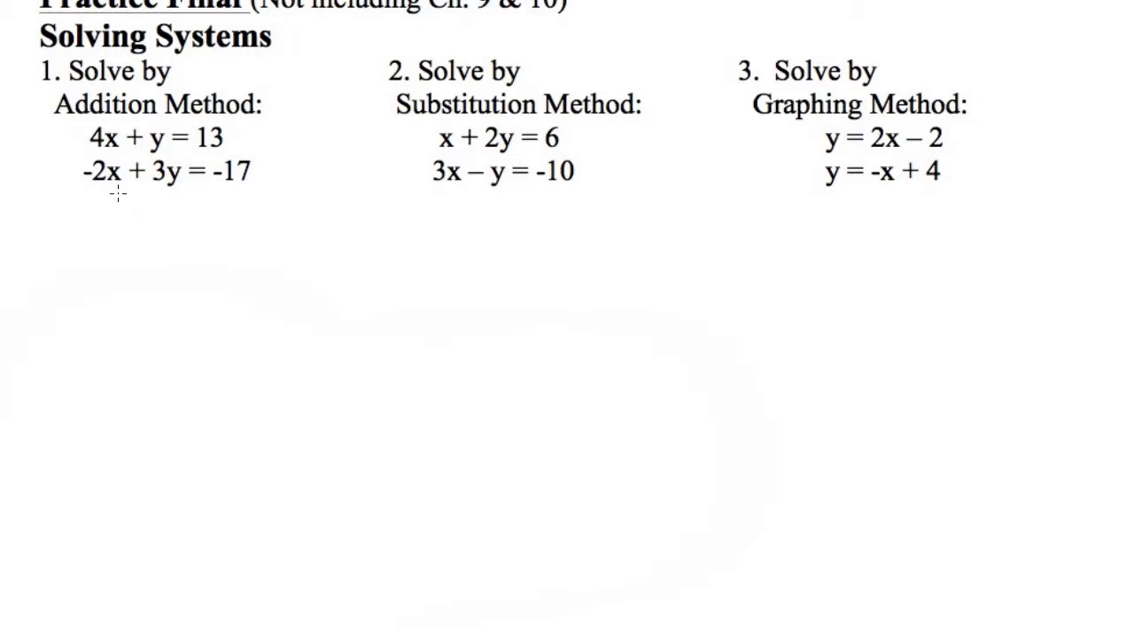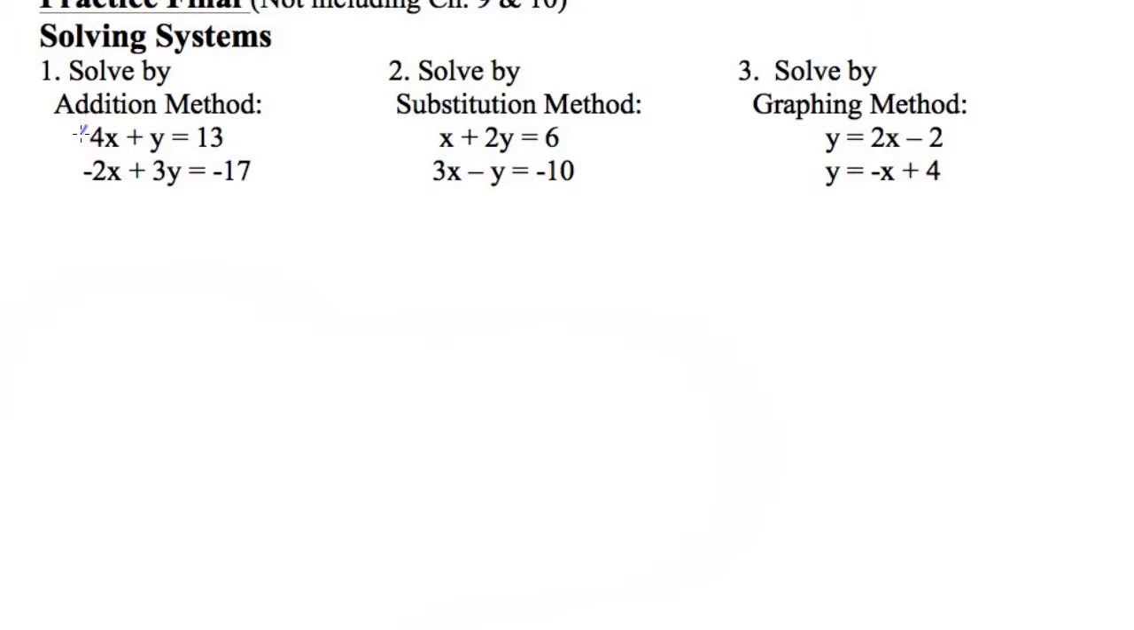The goal in addition method is to make it so that you can add together your two equations, the x's, the y's, and the numbers, and one of the variables needs to cancel out, needs to add up to be 0. So we actually have a couple different options here.